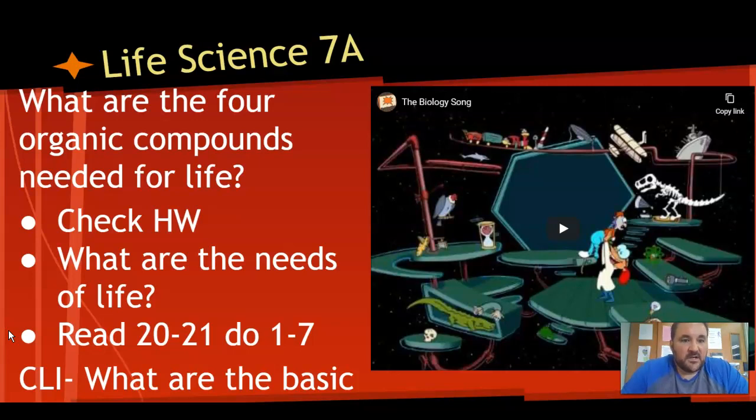We have just finished characteristics of life and the four organic compounds. Warm-up question: the four organic compounds. You have carbohydrates, which are like starches and things like bread. You have lipids, which are fats and oils. You have proteins, like you would find in meats, cheeses, and a lot of your hormones will be proteins. And then you had nucleic acids, such as DNA and RNA.